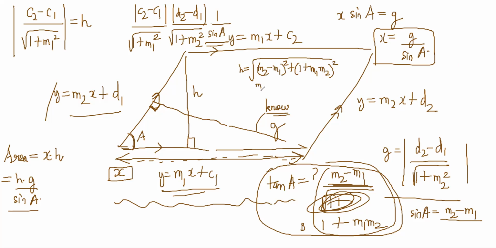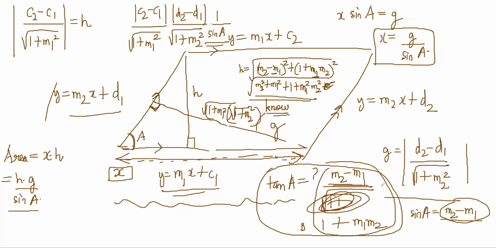So m2 square plus m1 square minus 2 m1 m2 plus 1 plus m1 square m2 square plus 2 m1 m2. The minus 2 m1 m2 and plus 2 m1 m2 cancel. Notice that this can be factorized as root over 1 plus m1 square into root over 1 plus m2 square. So sine A is perpendicular by hypotenuse, where the hypotenuse is root over (1 plus m1 square)(1 plus m2 square).